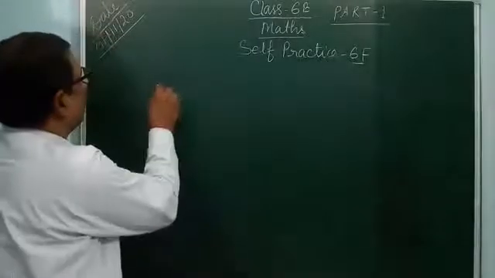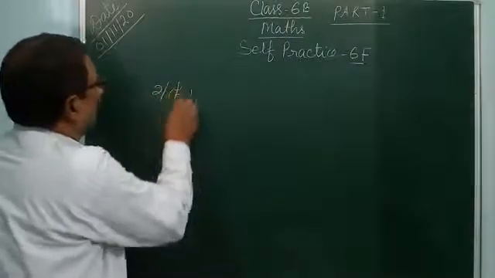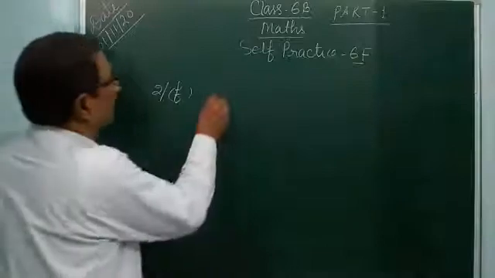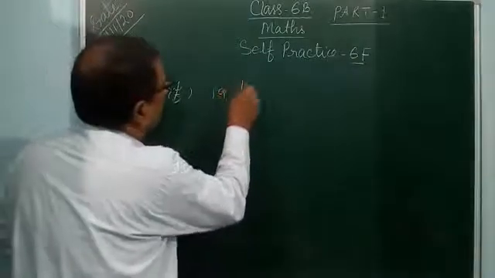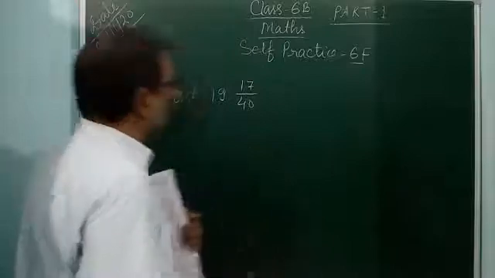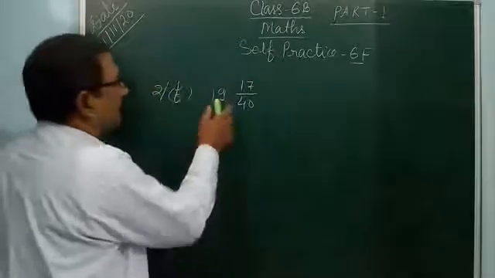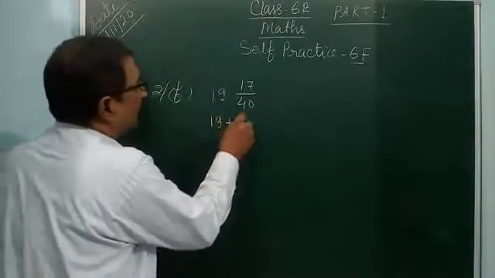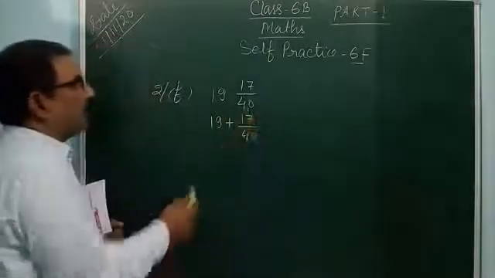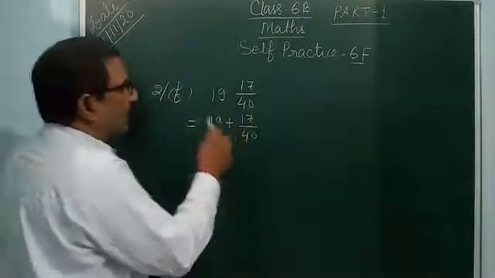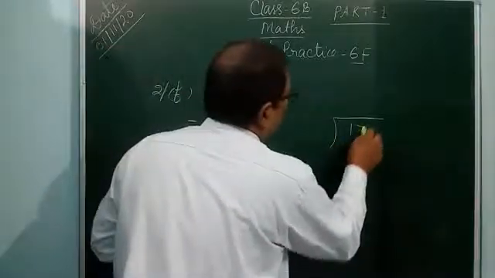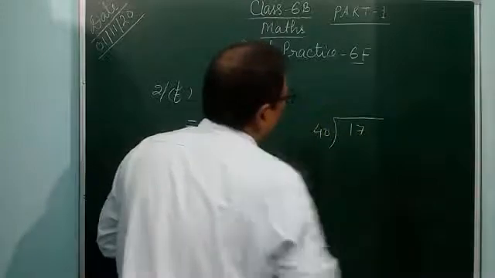Second F: 19 and 17 by 40. How can you change it? You can write this as 19 plus 17 by 40. Now you change this fractional part. 17 by 40 means you divide 17 by 40.